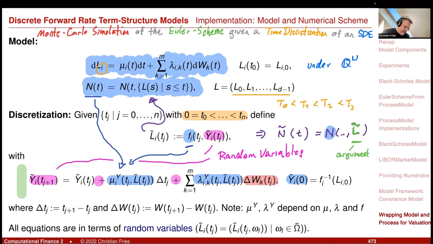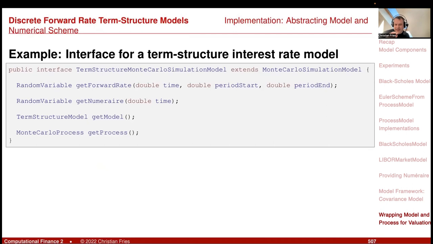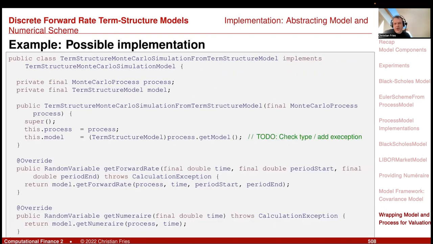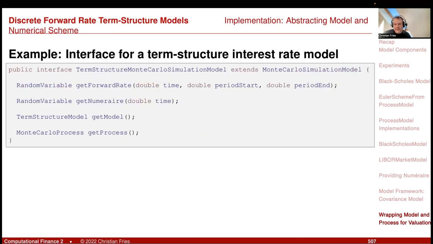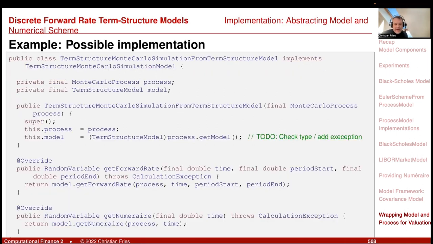So again, I have the situation that this transformation to the correct interpretation should be in the model. So I delegate this transformation to my model. So here you see an implementation of the previous interface. I just implement the two parts, get forward rate and get numeraire. We already know that the numeraire is something that is provided by my model. So I just delegate to the model: please give me the numeraire for a given process.